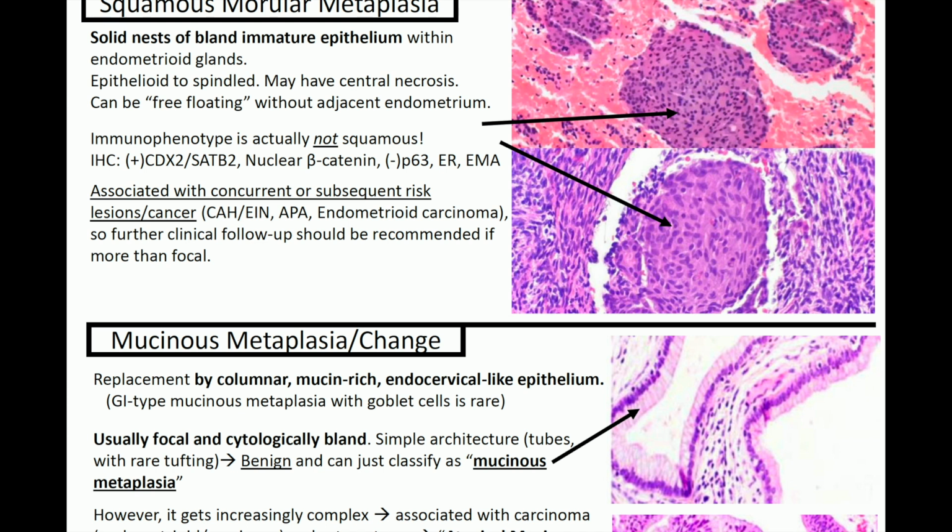So with IHC, it's going to be stained with CDX2 or SATB2. Nuclear beta-catenin, negative for P63, ER, and EMA. And it's associated with concurrent or subsequent risk of lesions or cancer, such as EIN, endometrioid carcinoma, and more. So if you see squamous morular metaplasia, you definitely want to report it, and further clinical follow-up should be recommended if it's more than just focal.